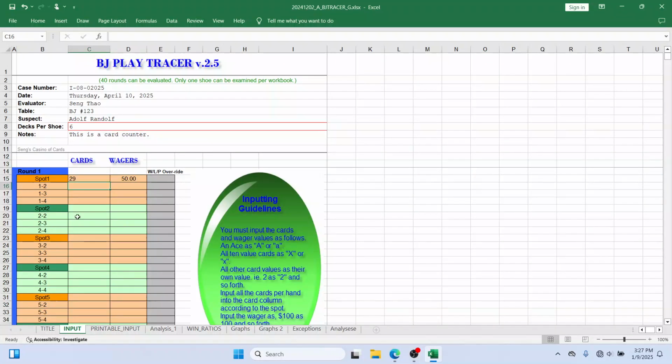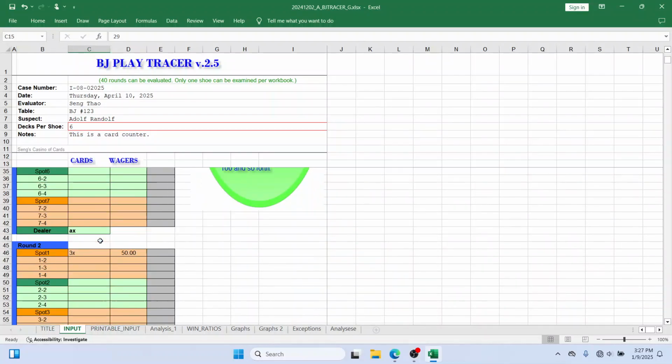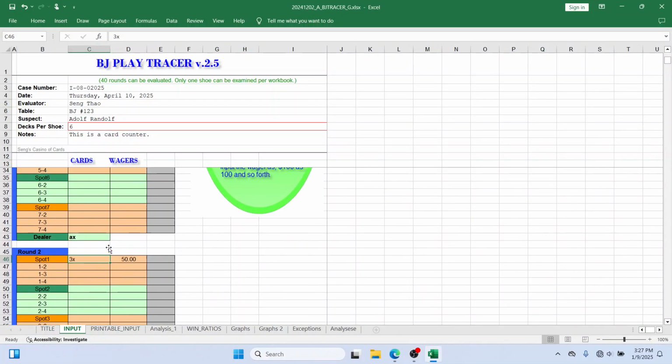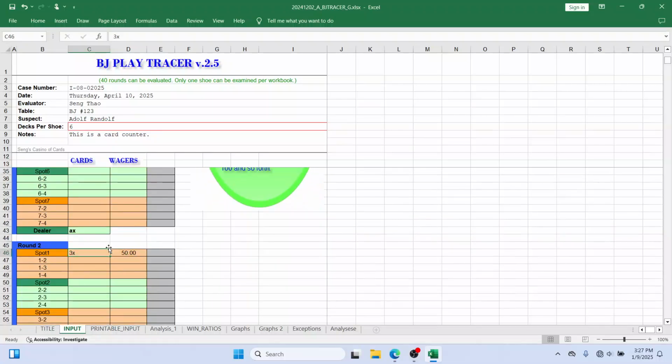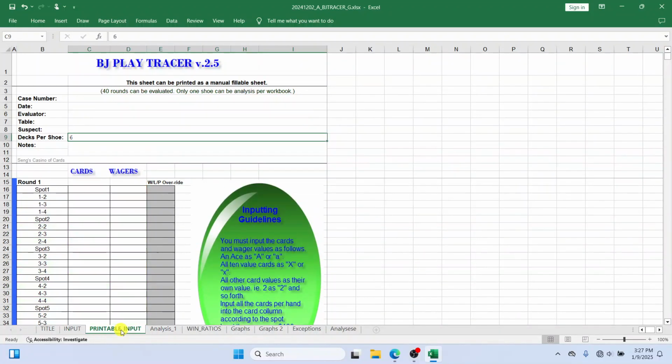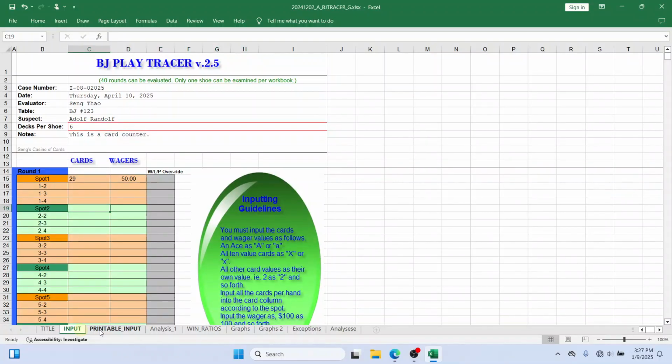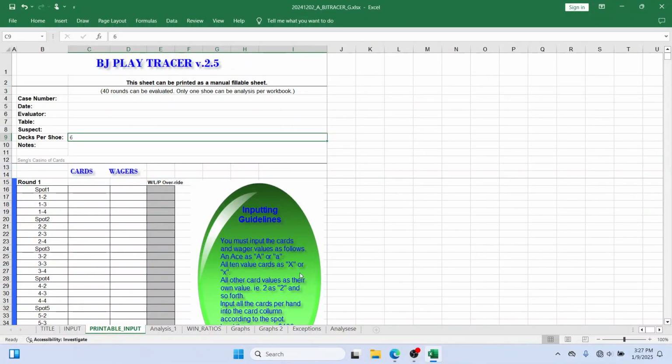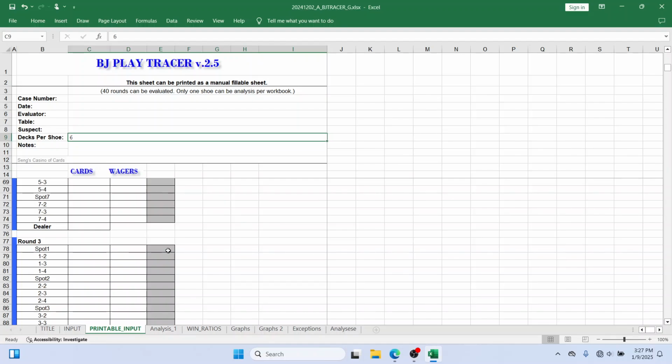So here I already have some sample data, and we have a person who is playing on just spot 1. Now you can track more than one player as well. There are 7 spots available. The second tab here is the printable tab. So for example, if your company wants to print, you can print this out and manually fill these spots in. As you can see, here it is, and it'll just go all the way to 40 rounds too.